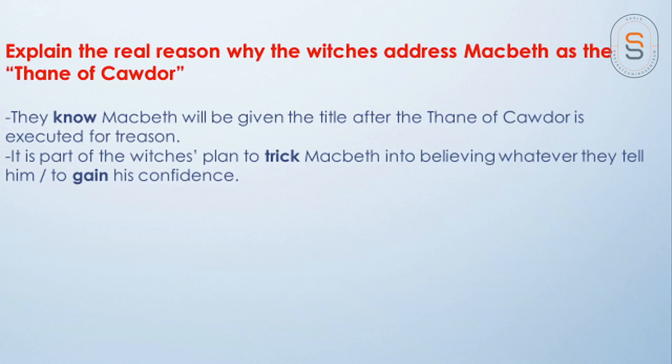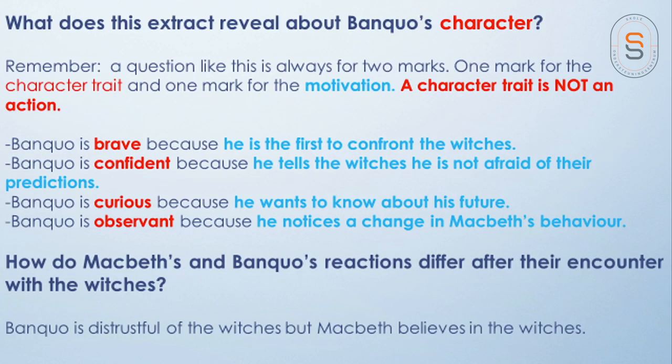Explain the real reason why the witches address Macbeth as the Thane of Cawdor. They know Macbeth will be given the title after the Thane of Cawdor is executed for treason. They can see in the future. And this is part of the witches' plan to trick Macbeth into believing whatever they tell him to gain his confidence, so that if he believes them about becoming the Thane of Cawdor, they know he will believe them about becoming king.